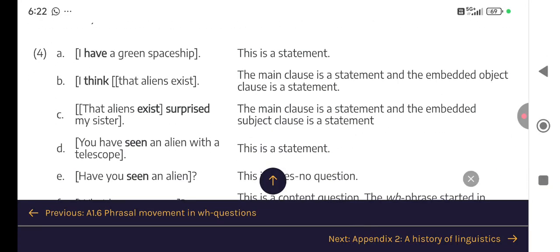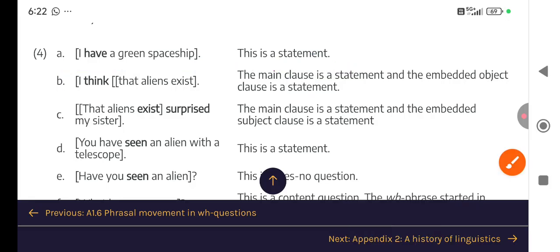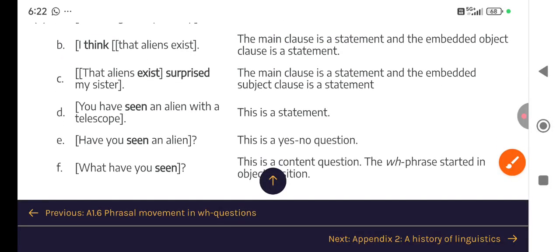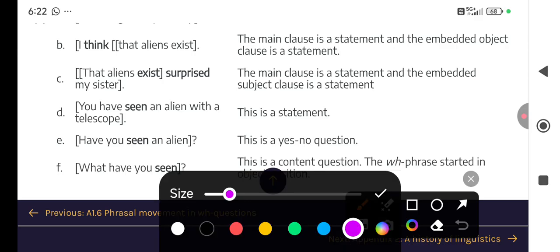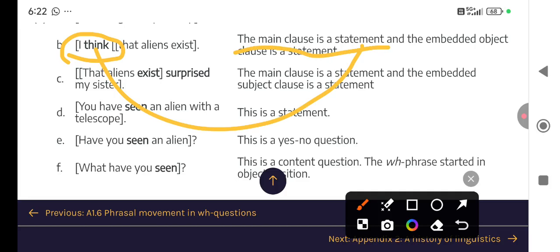So here is the answer. I have a green spaceship. That's a statement, right? No question. Number two, I think that aliens exist. The main clause is a statement, right? That is the statement. That's a main clause.